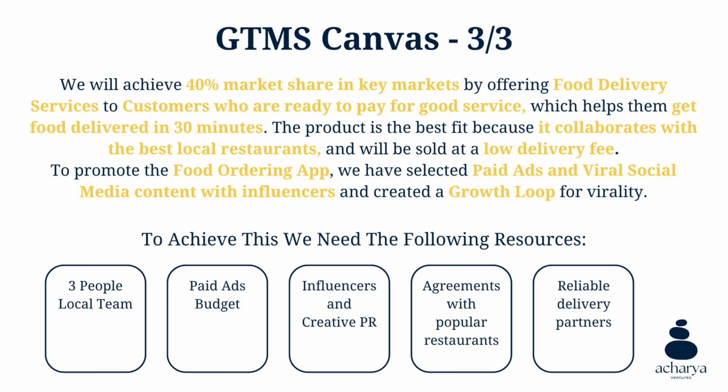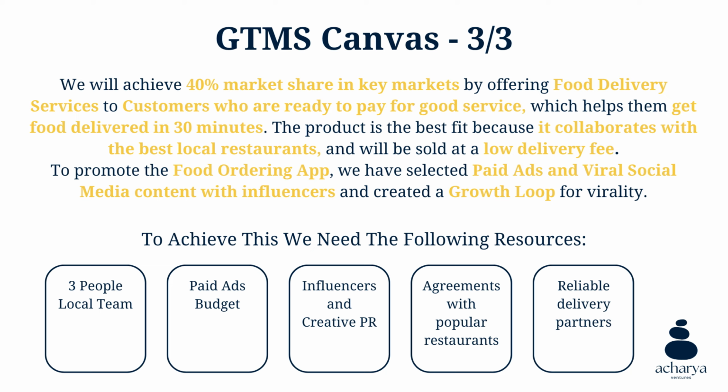The product is the best fit because of the USP: it collaborates with the best local restaurants, and it will be sold at a low delivery fee, the pricing model. To promote the food delivery app, the product, we have selected what channels? Paid ads and viral social media content with influencers, and created a growth loop for virality. Very simply put, the entire GTMS, whatever we covered in this module, summarized in 3 lines. So when you are going to be pitching to your investors, these are the 3 lines that you need to know, and then the logic behind that, you can always convince them.